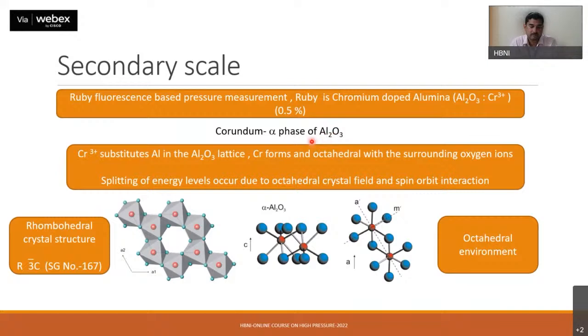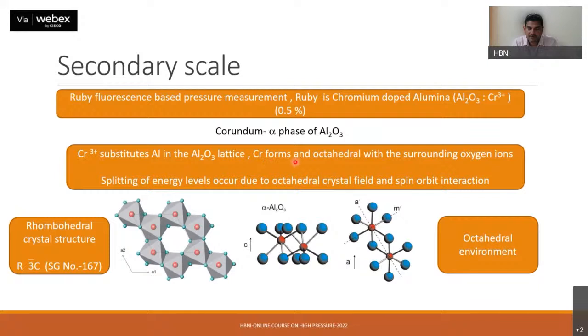Alumina crystallizes in the R3bar C rhombohedral crystal structure, and you can see the crystal structure of this alumina and this octahedral arrangement of aluminium and surrounding oxygen, along the C axis and A axis. When you substitute Cr3+, it goes into the alumina lattice in place of aluminium, and chromium has a slightly larger size than aluminium. So what it does is give some kind of strain into the lattice.